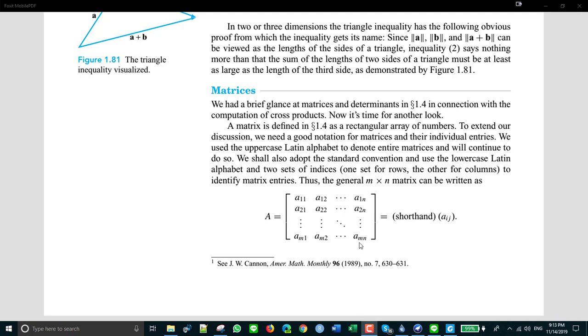The first index is for the row number. So this is in row M, and the second index is for the column number. This is in column N. And the shorthand for this, or for A, in this text, they're using brackets, and a_ij stands for this whole thing. So we're going to use this to stand for this, and also, of course, to stand for this.